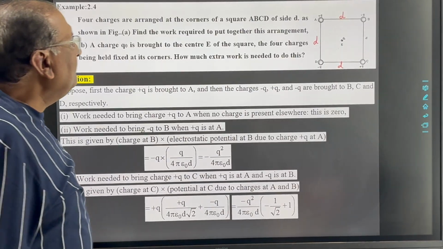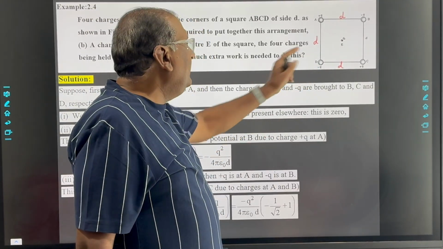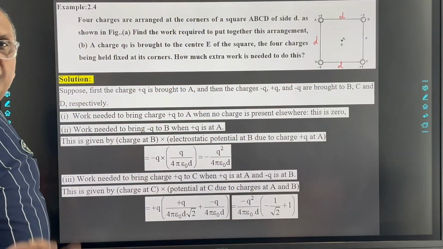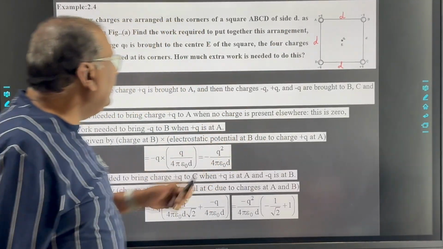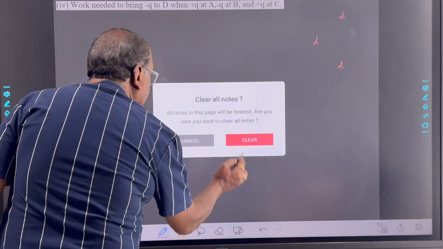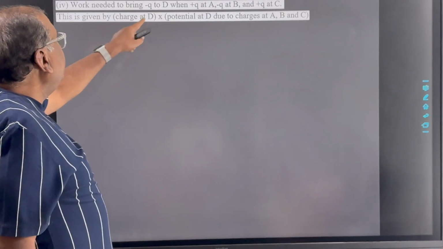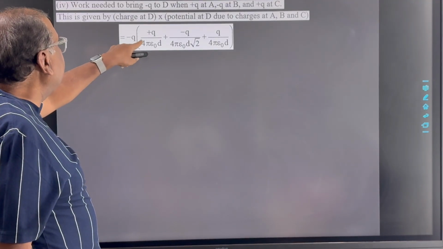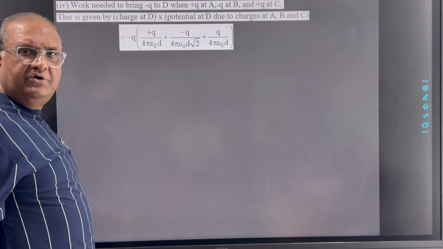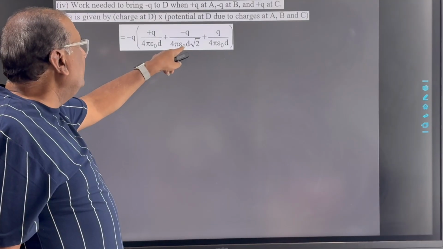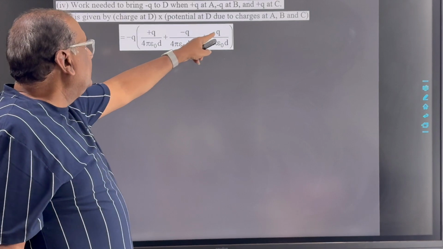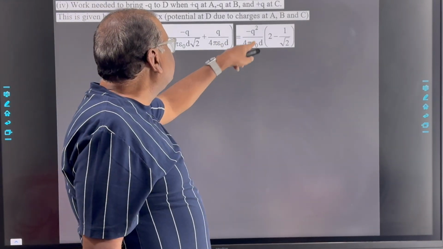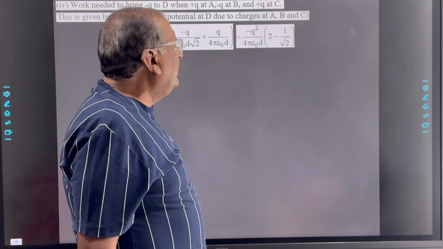Now we have to calculate the work done to bring charge minus Q from infinity to point D. So again we can write that the work done is the charge at D into the potential at D due to charges at A, B and C. So the charge at D is minus Q, the potential at D due to A is plus Q upon 4 pi epsilon 0 D, due to B is minus Q upon 4 pi epsilon 0 D root 2, then due to C is plus Q upon 4 pi epsilon 0 D. So we can write here, if we take Q common, minus Q square upon 4 pi epsilon 0 D into (2 minus 1 upon root 2).